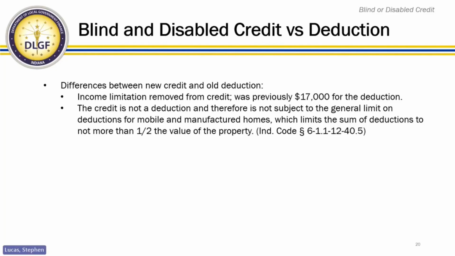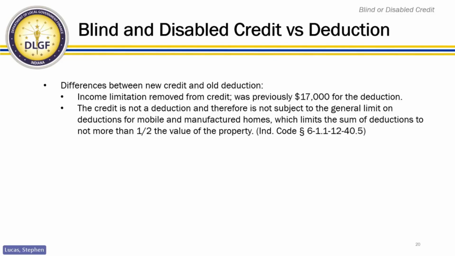So I wanted to note briefly a couple of differences between the old blind and disabled deduction and now the new credit. One of the big differences is that the income limitation that previously applied to the deduction was not carried over to the credit. So an applicant who was applying for the deduction couldn't have an income that exceeded $17,000. That income limitation is not present in the credit statute, so there is no income limitation for someone applying for this blind or disabled credit.